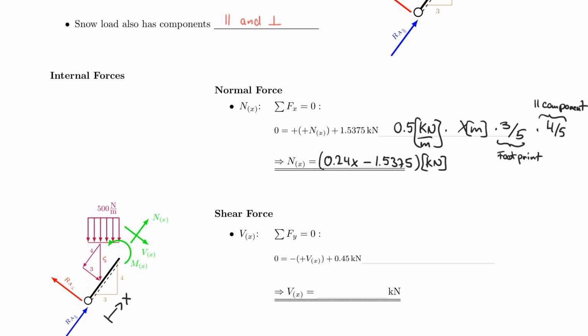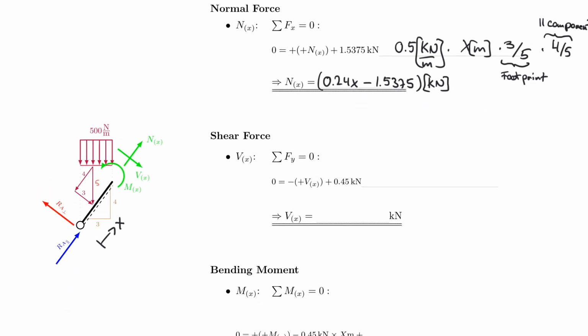The trick here for the normal function, once again, is to understand that x is actually going along the axis of the member, but the 500 is not given along the axis of the member. So that's a little bit tricky, and that's why we use the footprint up here. And then the second part is that we need to only worry about the parallel component and nothing else. And the parallel component of the 500 is defined in this case by the 4. So now that we have the normal force function, we can do something very similar for the shear force function.